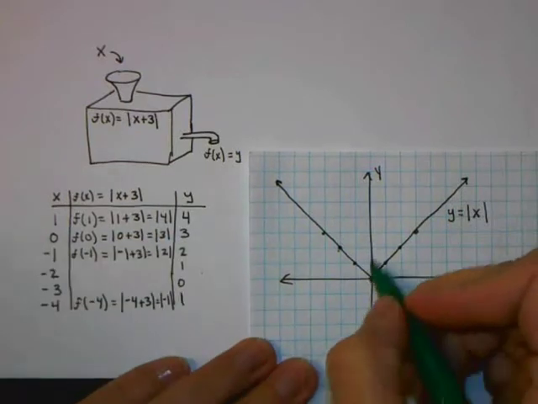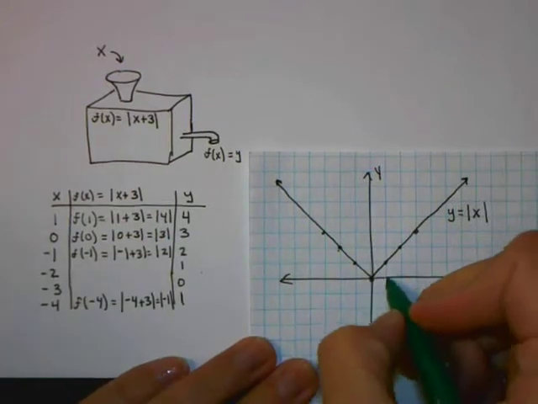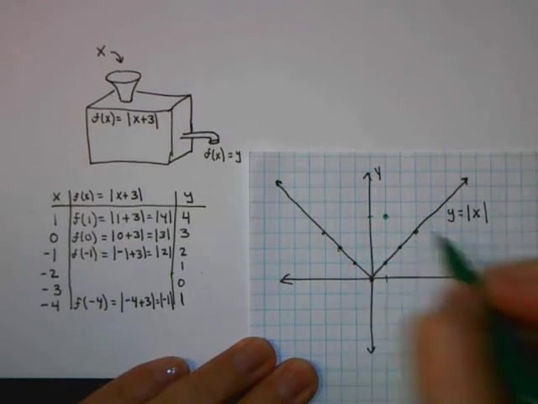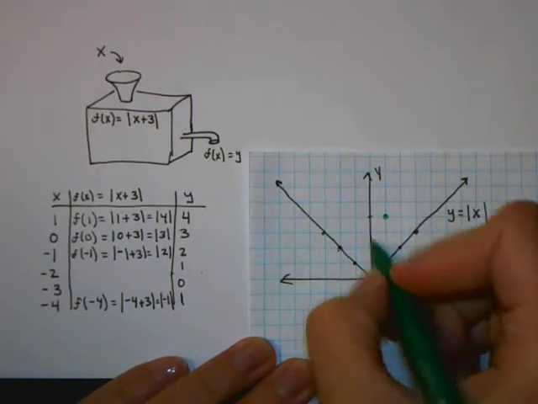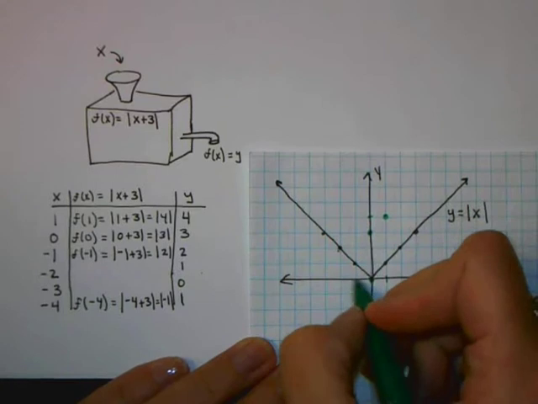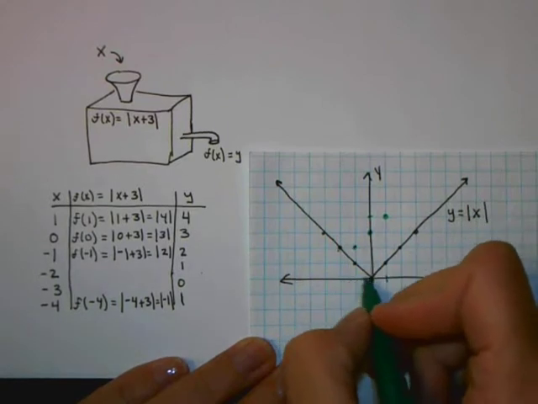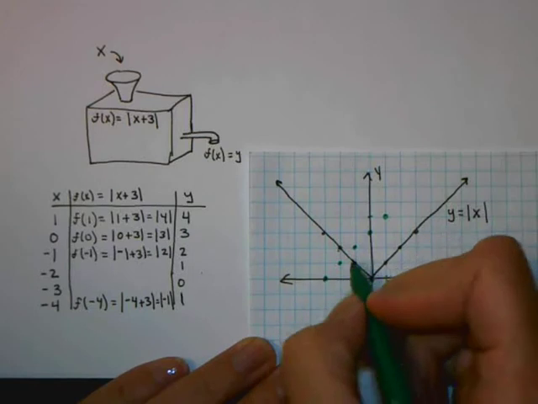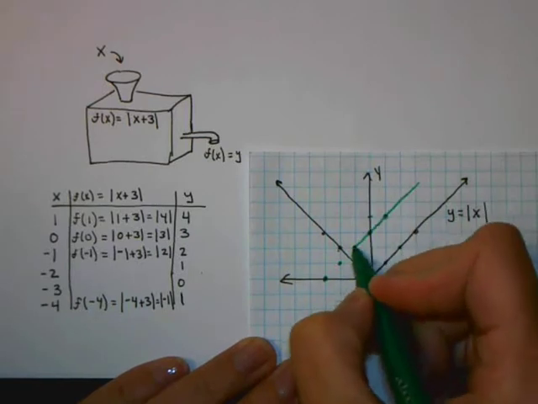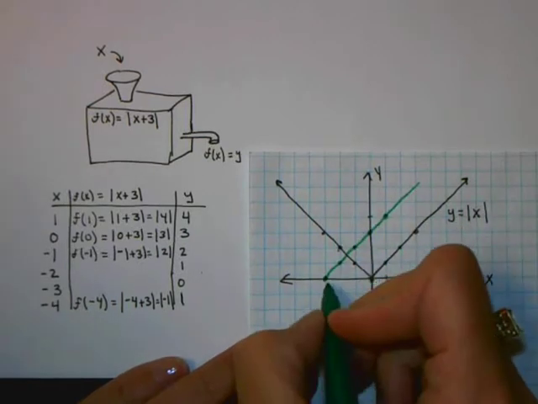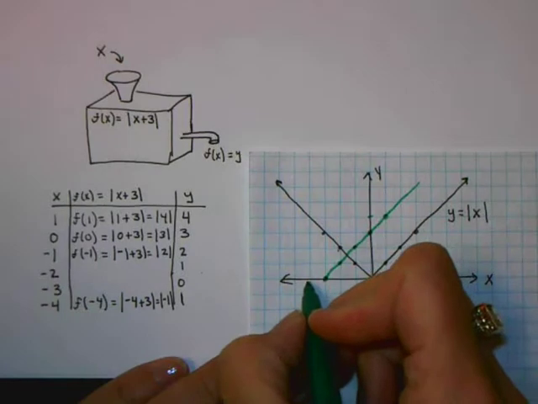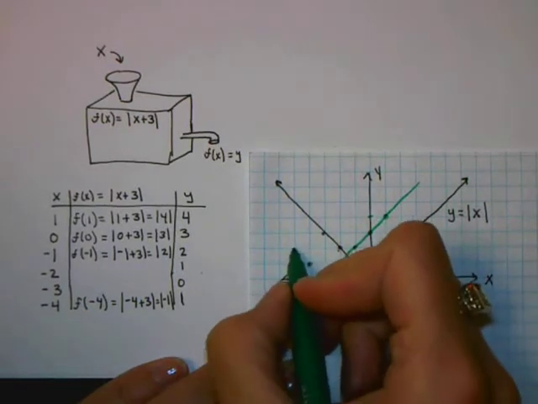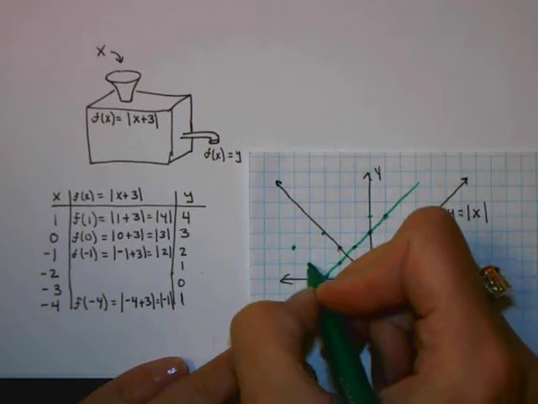So the first point on this function is (1, 4). When we plug a 1 into this function for x, we get a 4 out for y. Then (0, 3), (negative 1, 2), (negative 2, 1), (negative 3, 0). And now this point is where our function seems to turn around. When x was negative 4, y went back to positive 1. If we plugged in a negative 5, we'd see that we got out a positive 2, and the function would continue.